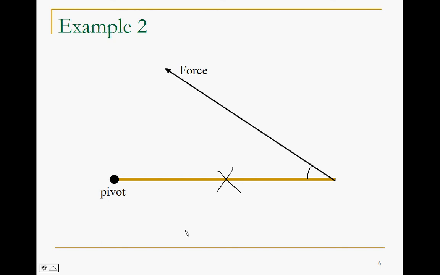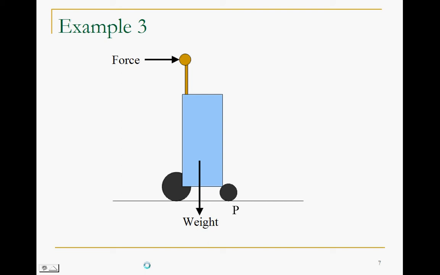So where is the perpendicular distance? This is the perpendicular distance, where the distance d forms an angle of 90 degrees with the line of action of the force to the pivot. Let's look at the last example, example 3. In this last example, there are two forces acting on this structure. One force is the horizontal force acting at the tip on top. The other one is the weight of the whole structure acting down somewhere in the middle.